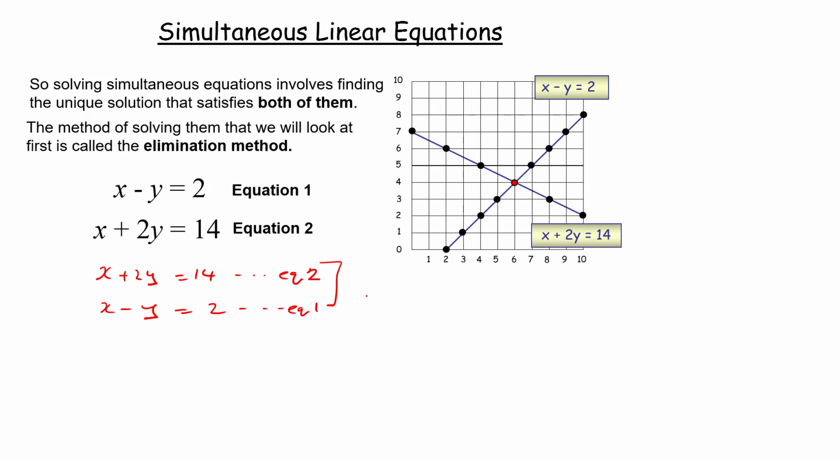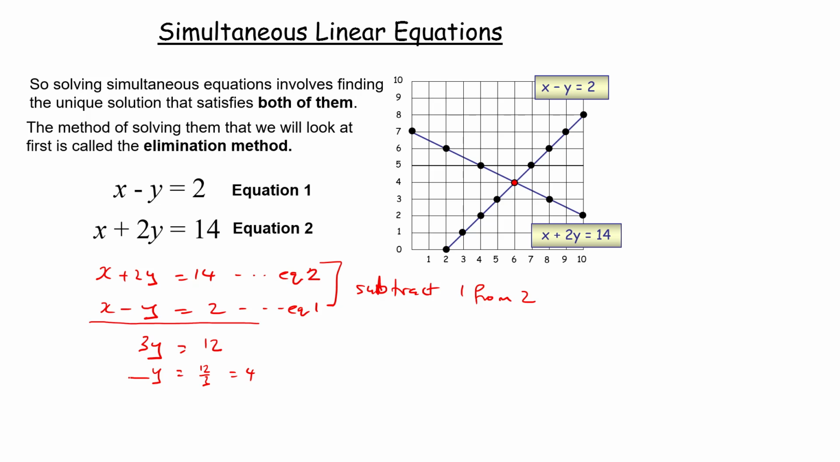If I subtract 1 from 2, then draw a line here. x minus x gives me nothing, which means I get rid of the x, which is what I'm trying to do. 2y minus minus y means 2y plus y, so that's 3y, is equal to 14 minus 2, which is 12. That means if I divide by 3, y is going to be equal to 12 divided by 3, which is 4. So y equals 4.